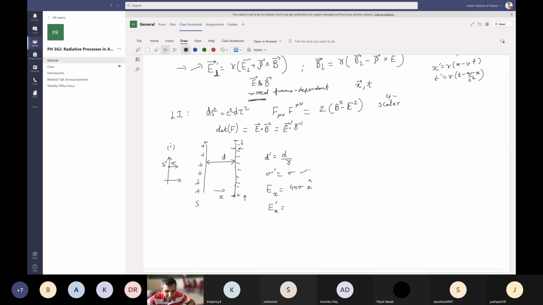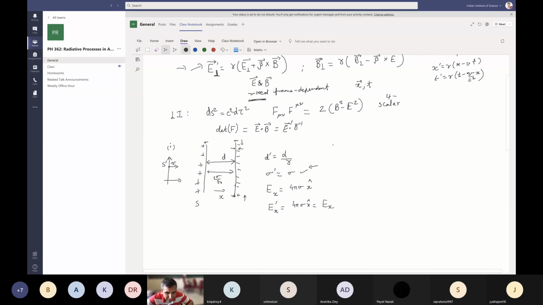Right, so we know the charges in the primed frame. And the electric field does not depend on the distance between the capacitor plates. So it's just sigma by epsilon naught. It doesn't depend on how much the gap is. It only depends on sigma. So Ex prime again is 4 pi sigma x hat and is equal to Ex.